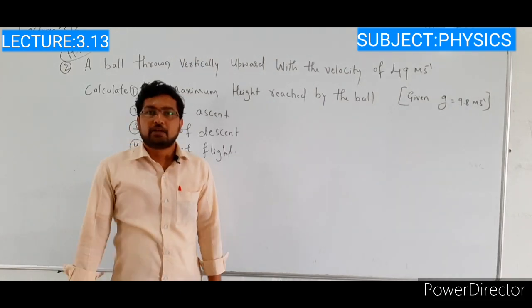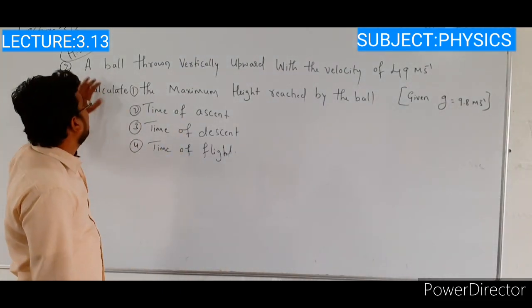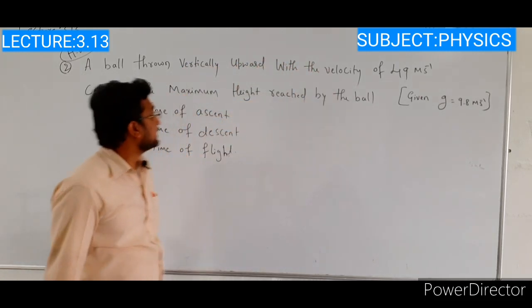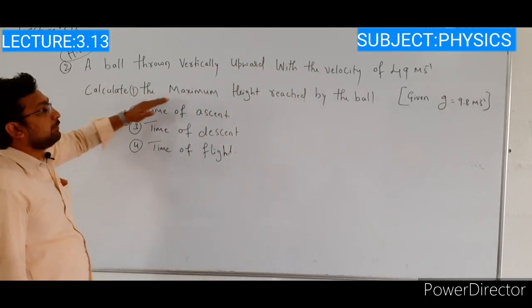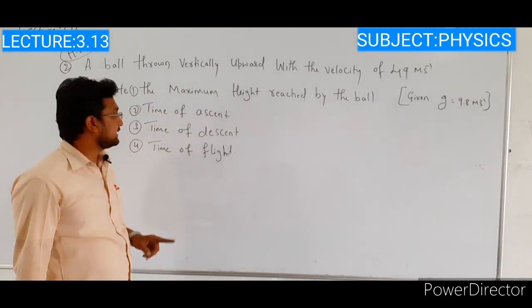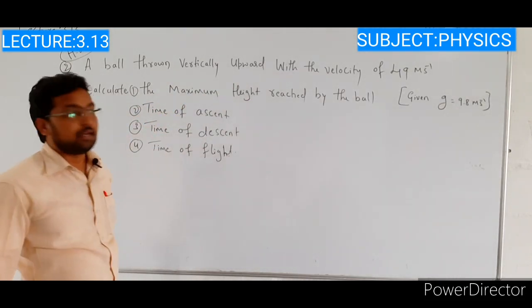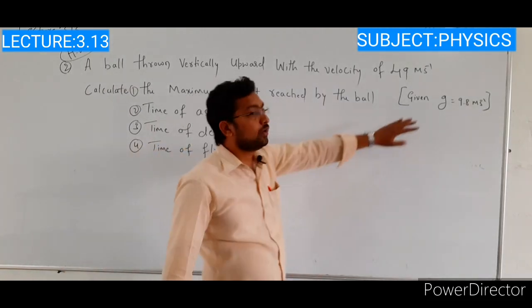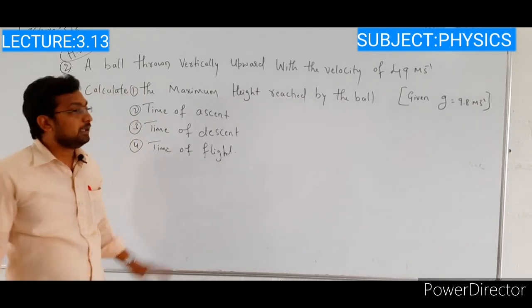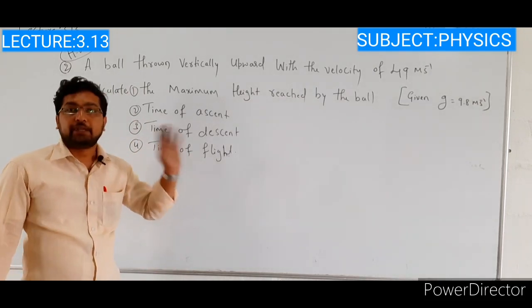Okay, one more problem. See here, a ball is thrown vertically upwards with a velocity of 49 meters per second. Calculate the maximum height reached by the ball, time of ascent, time of descent and the time of flight. Here, g is given as 9.8 meters per second square. So this is the homework problem. It is similar to the previous one.